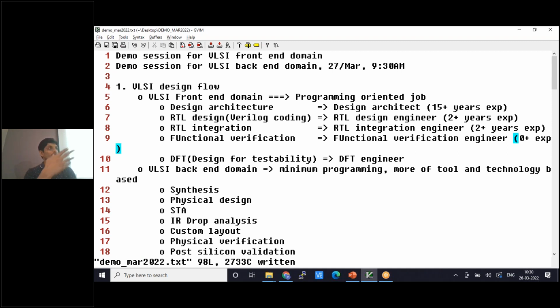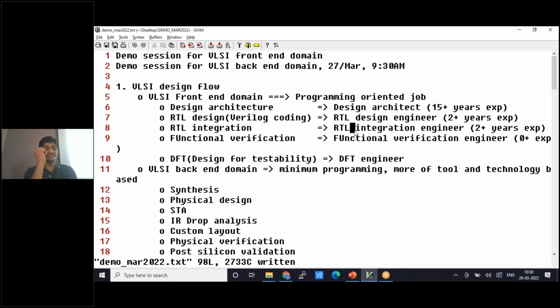So if you want to get into the front-end domain, which role should you be looking at? Functional verification engineer, with 0+ experience. 95% of the training institutes will only teach functional verification, because it is the one domain where companies even consider freshers. Then in the future, if you want to get into design or integration, you can. This is how it works.